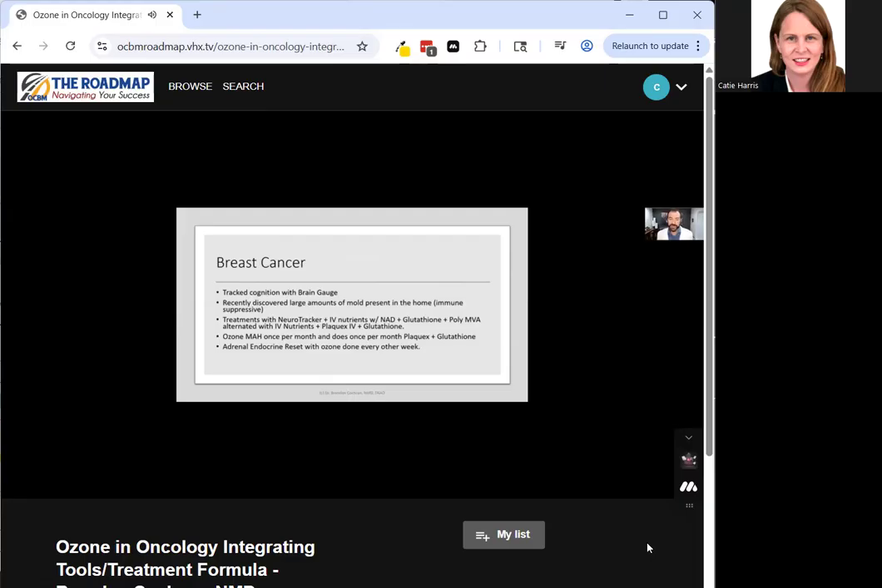We also do an adrenal endocrine reset with ozone. It's subcutaneous ozone injections about every other week along her dermatome. And basically what it's doing is it's causing a reflex response back to her adrenals, just like when you get an adjustment. But I find this procedure is a lot more powerful for triggering the adrenals to modulate.